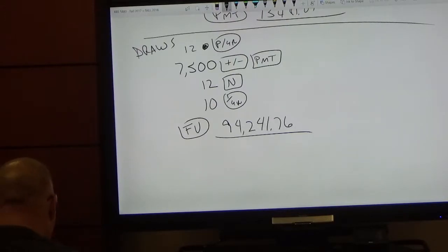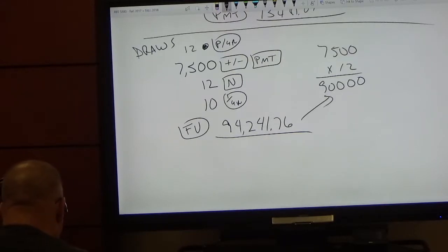$94,241.76. Okay. Now, just for fun, $7,500 a month times 12 months would be $90,000. So the difference between those two would be the interest. Make sense?